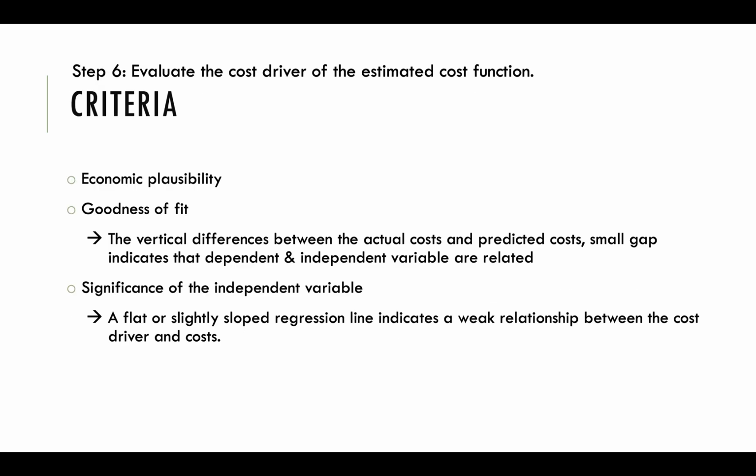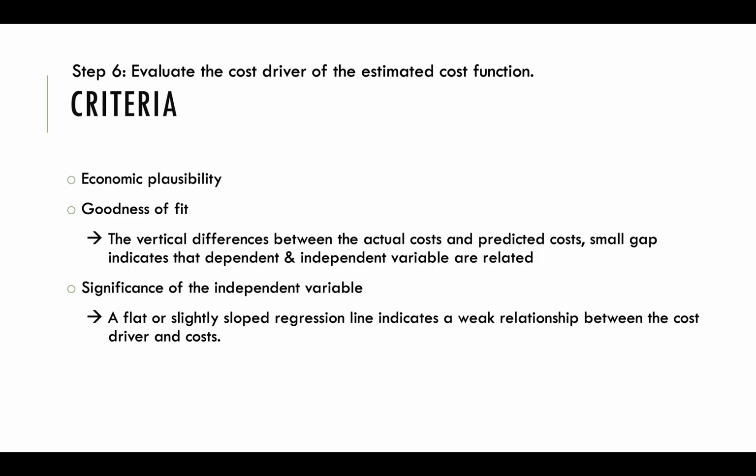Next, the last step is to evaluate the cost driver of the estimated cost function. We have 3 criteria here. The first one is economic plausibility, which shows the relationship that when the cost driver increases, the dependent variable will also increase. The second one is goodness of fit. It is the vertical difference between actual cost and predicted cost, or the regression line. If the gap is small, it indicates that the dependent and independent variables are related.